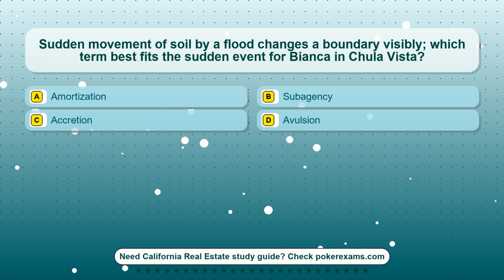Question 23. Sudden movement of soil by a flood changes a boundary visibly. Which term best fits the sudden event for Bianca in Chula Vista? Option A. Amortization. Option B. Subagency. Option C. Accretion. Option D. Avulsion.